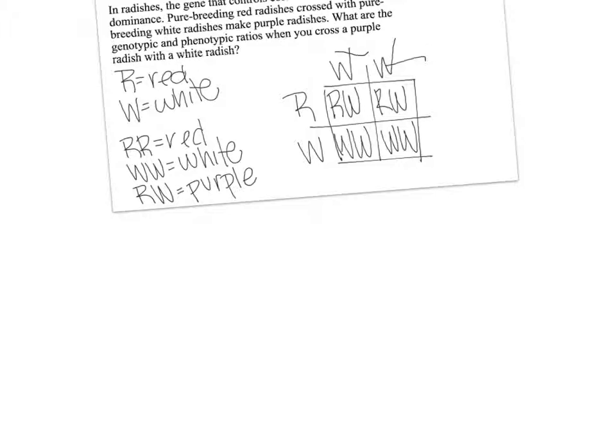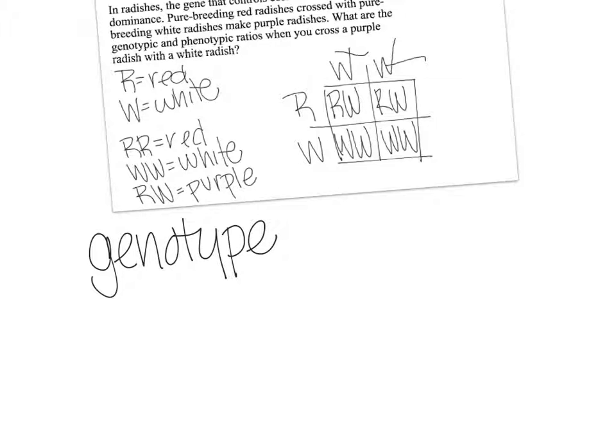So, if I want to look at the phenotypic and genotypic ratio. So genotype, in this case, would be 2 RWs and 2 WWs, or a 1-to-1 ratio, or 50% RW and 50% WW.